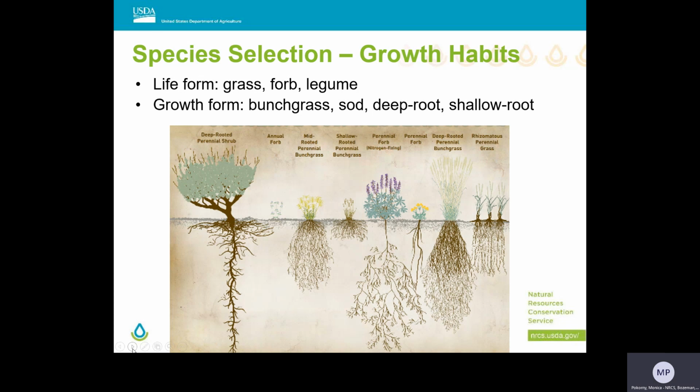Because a mix of species with different forms will occupy more niches on the site. It can use resources more completely on the site. And a lot of times you'll get not only a more diverse site, but more biomass production and more site stability.